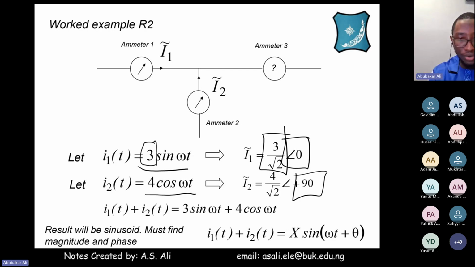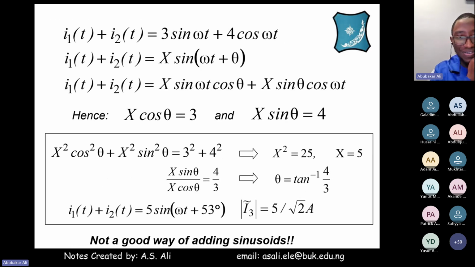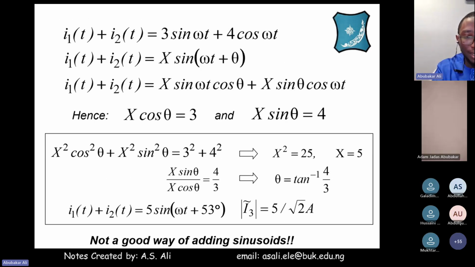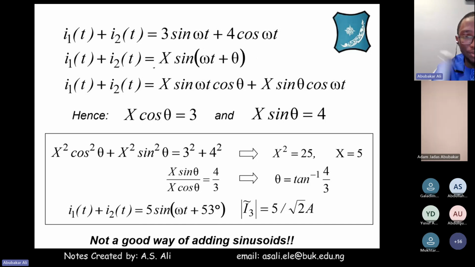Okay. So according to Kirchhoff, for example, you can say, why don't I add these two up, right? You can do it, and you can use trigonometry. Let's do the trig analysis. 3 sine omega t plus 4 cos omega t. The summation is of course going to give us something in this regard, x sine of omega t plus theta.